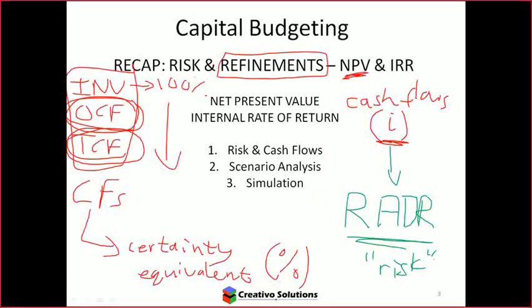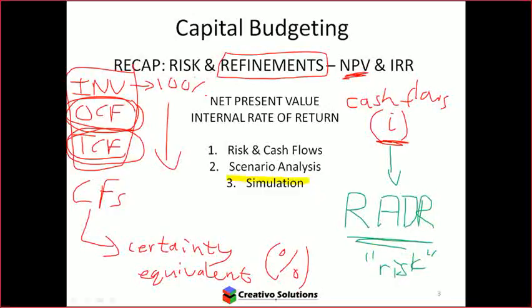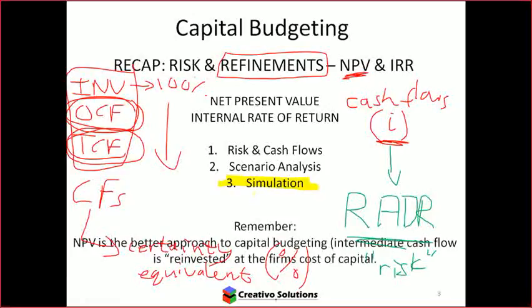Simulation is trying to combine more variables. So we don't only have two variables in terms of cash flow and interest rates. We're trying to build in more components to create a model that's more accurate of what's actually going to happen. So simulation is focusing on a multi-variable situation where you're considering lots of different components.